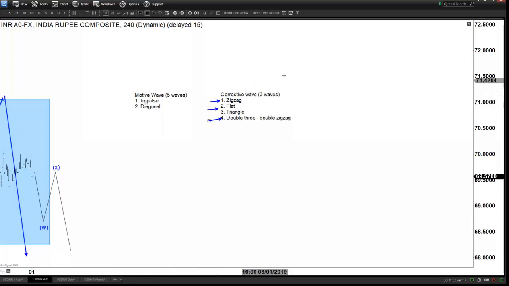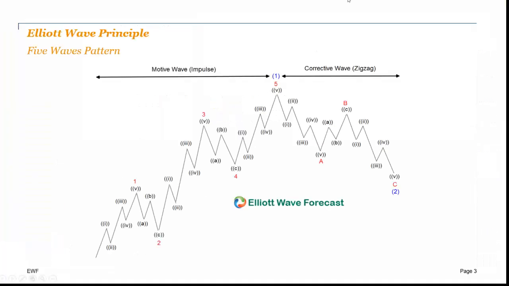Now look at this. We have many different degrees of Elliott wave. Remember, these are the different degrees. Different colors correspond to different degrees. Now from this low to this high, the motive wave is an impulse, the impulsive type. You have this 5 in red. Everybody see it? You have 1 in red, 2 in red, 3 and 4. So you have 1, 2, 3, 4, 5.